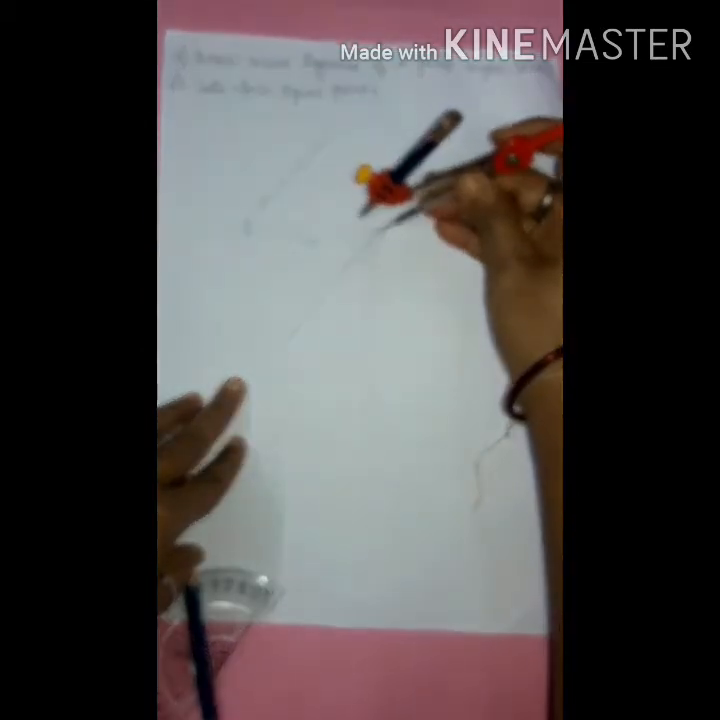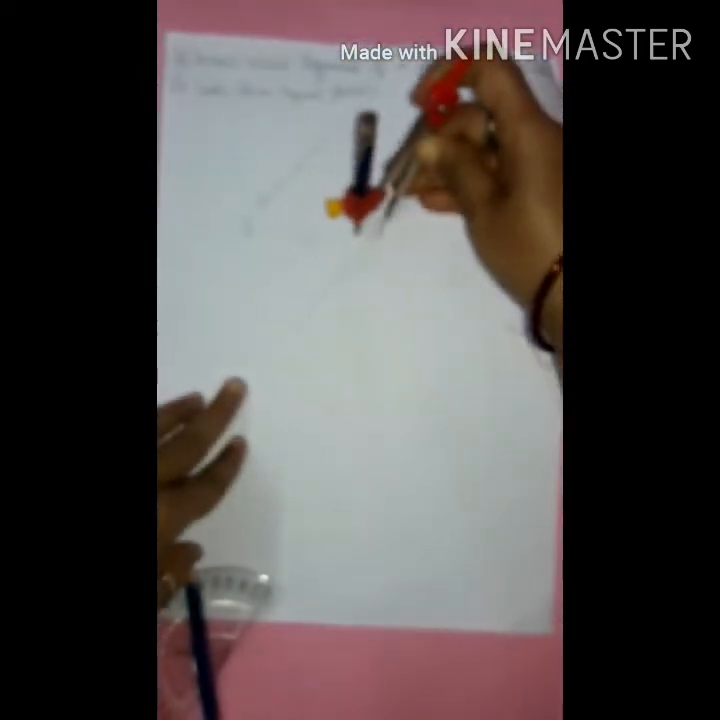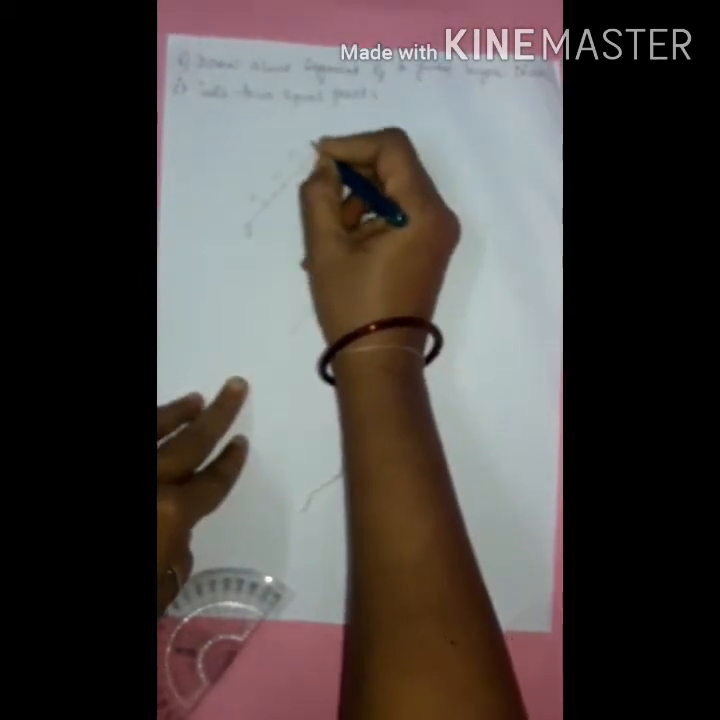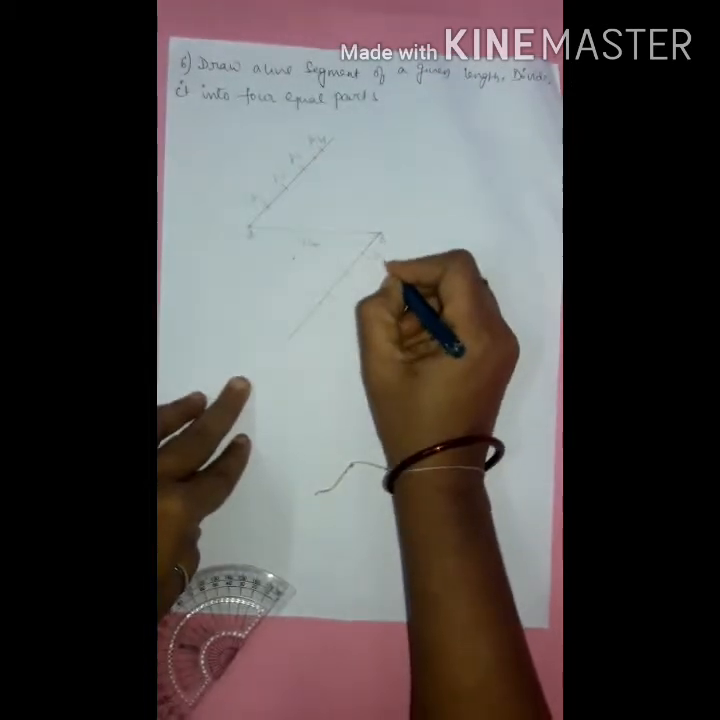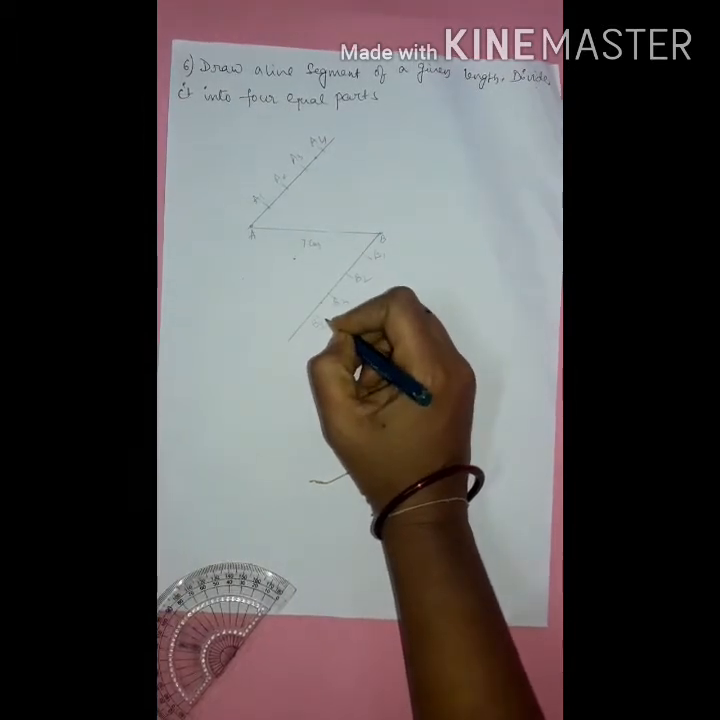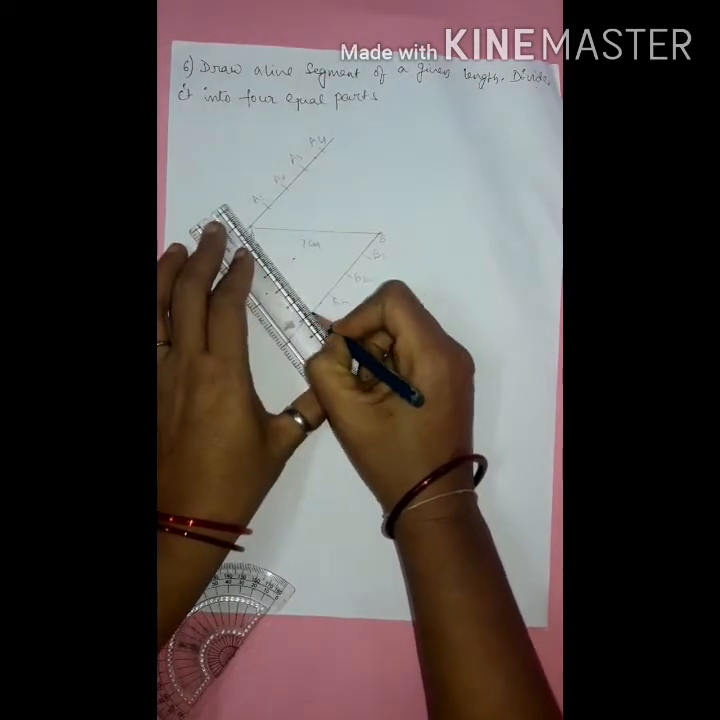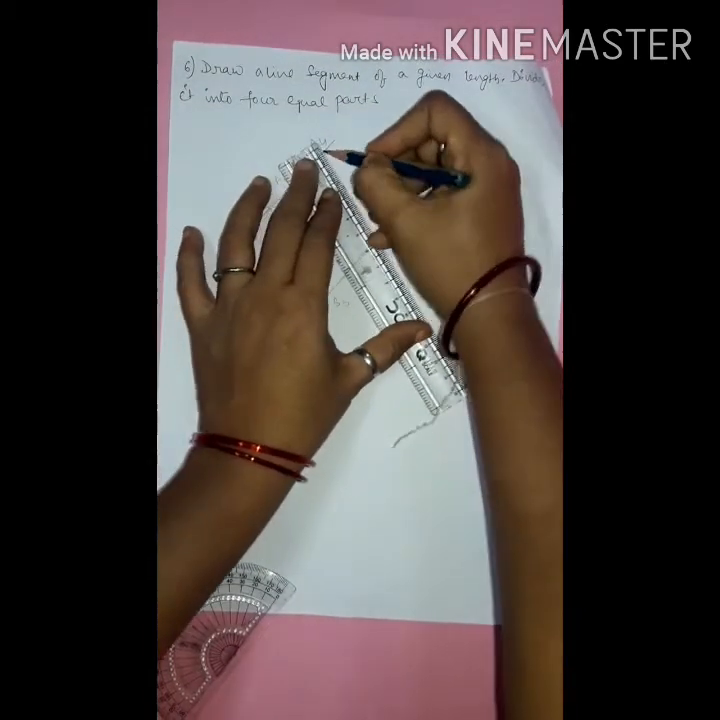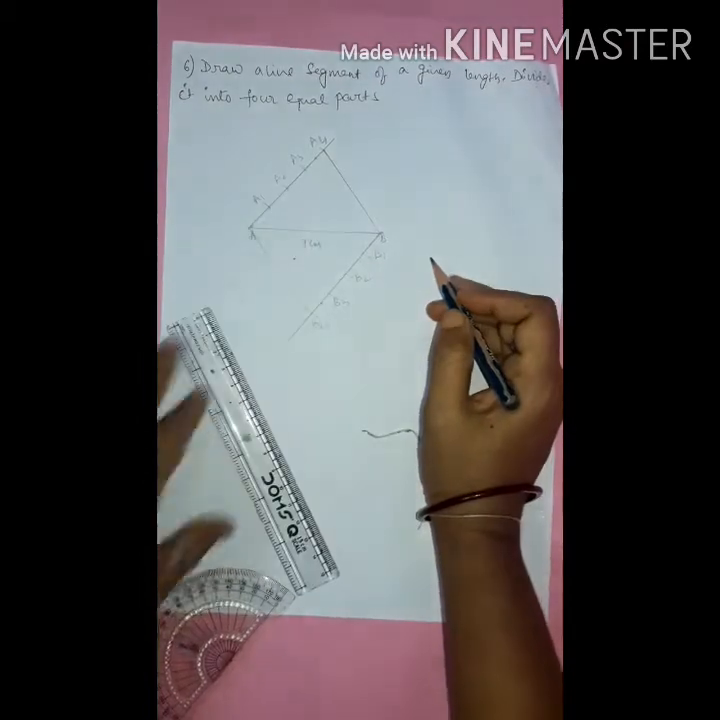Same radius also here. 1, 2, 3, 4. So now join. Make this A1, A2, A3, A4, B1, B2, B3, B4. Now join this one. This is the 4 parts.